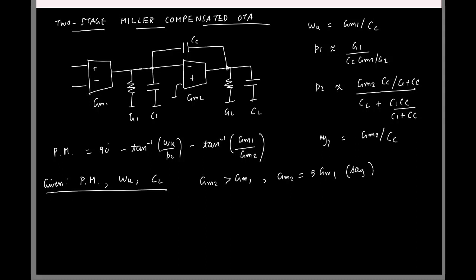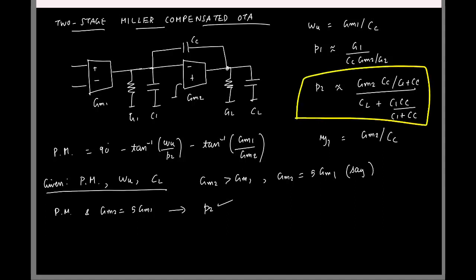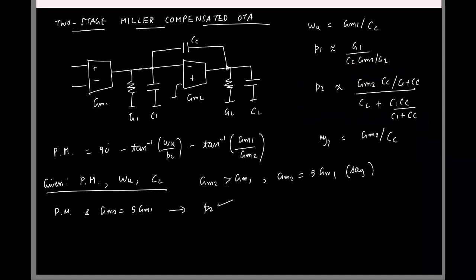So this way I'll kind of know what this fellow is. So from phase margin and the fact that I have assumed GM2 to be 5 times GM1, what can I get? I can get P2. Fine. And now let's look at the expression for P2. P2 is this. So what do you think might be an assumption to make here, to simplify the expression for P2?